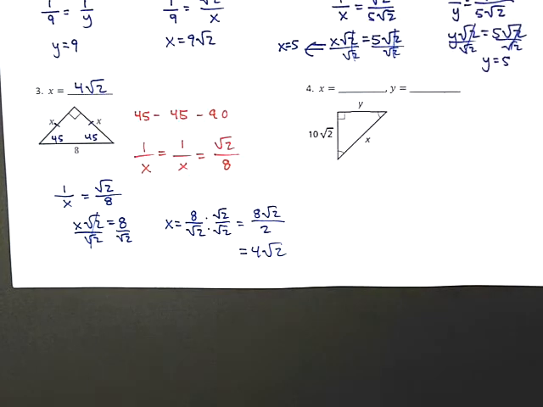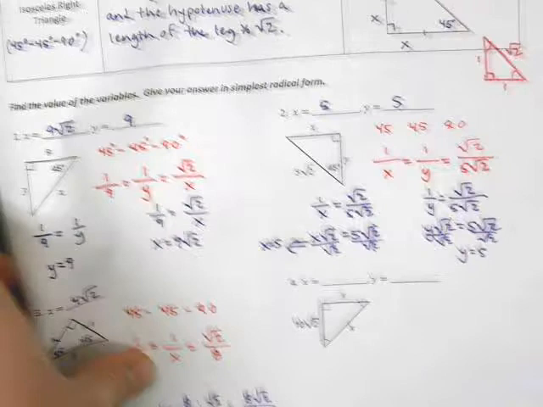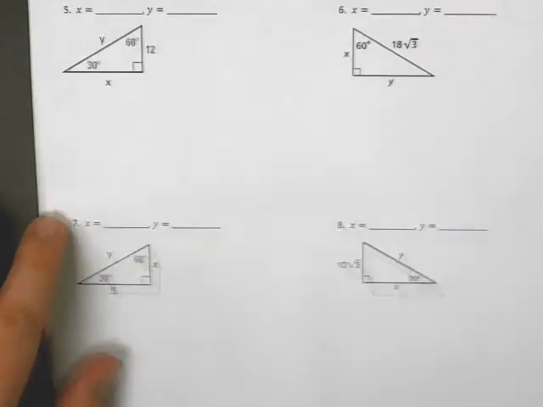Alright, we will do more of those in class. Alright, so I think that's good for 45, 45, 90s. Again, if you're not quite grasping this, rewatch it. Try it again. See if you can figure something out that you missed the first time through. But of course, we will be working on it in class.